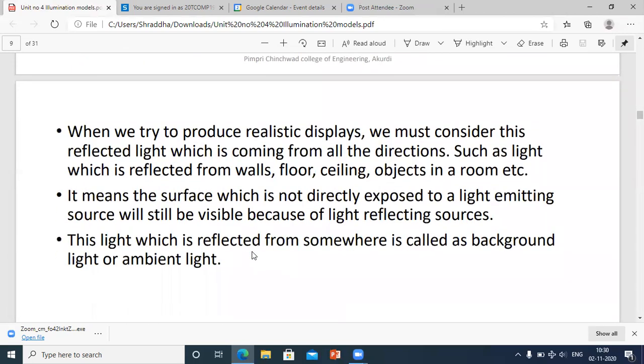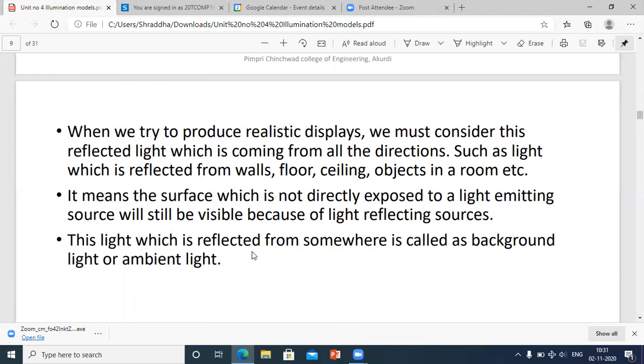Then, when we try to produce realistic displays, we must consider this reflected light which is coming from all directions, such as light which is reflected from walls, floor, ceiling, objects, inner room, etc. Now, is the wall producing light? No. Floor? No. Ceiling? No. Objects in a room? No. These are the objects that don't produce their own light. So they are categorized under the reflecting source of energy.